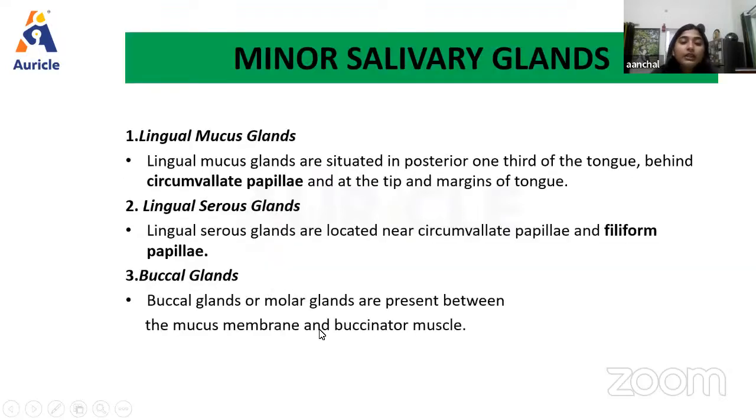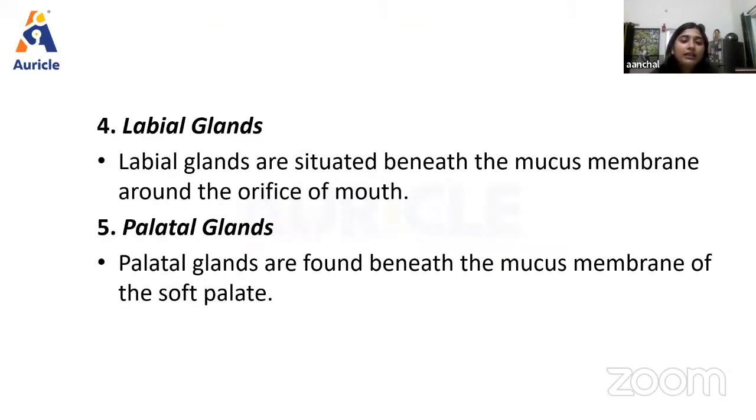So here we get our major salivary glands. Major salivary glands means they produce the maximum amount of saliva. The contribution of the major salivary glands will be maximum, and there will be a very minimal amount of saliva contributed by the minor salivary glands. So in the minor salivary glands, we have the lingual mucus gland, lingual serous gland, buccal gland, labial gland, and palatal glands.